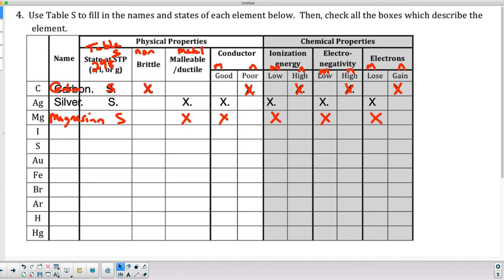The only ones that are a liquid would be bromine and mercury, and the ones that are gases would be on the right-hand side and hydrogen. That's all you have to really worry about. So good luck. I'm sure you guys can figure it out.